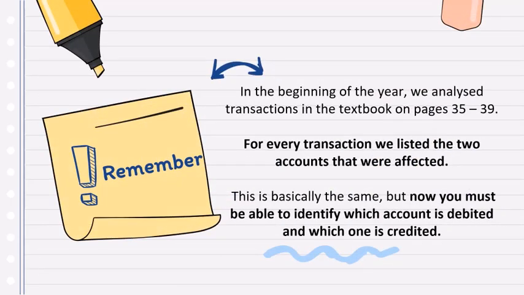This is not something that is entirely new to you. In the beginning of the year, or just when lockdown started, we did a bit of transaction analysis in your textbook. You can go back to that. It's on pages 35 to 39. For every transaction, we listed the two accounts that were affected. Now, we just add a step. You must be able to identify and record which account is debited or affected on the left and which one is credited or affected on the right.